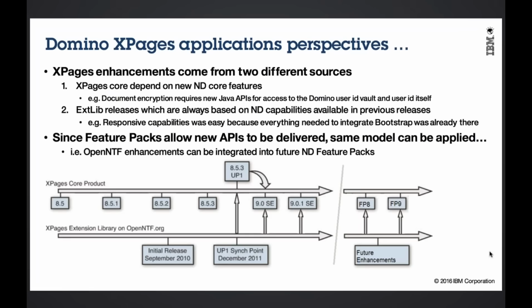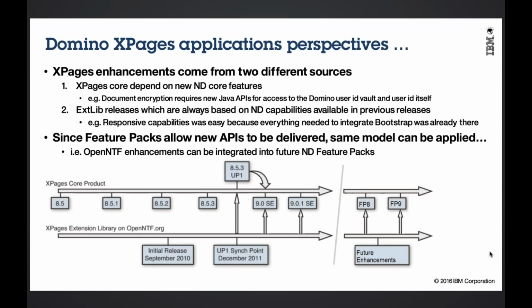However, this is a game changer for us now that feature packs have come along and can contain new APIs. Then we can certainly release to OpenNTF things that are based on the new capabilities that would be embedded in the feature packs. So that gives us a whole new opportunity. You can see I gave some examples there at the top.